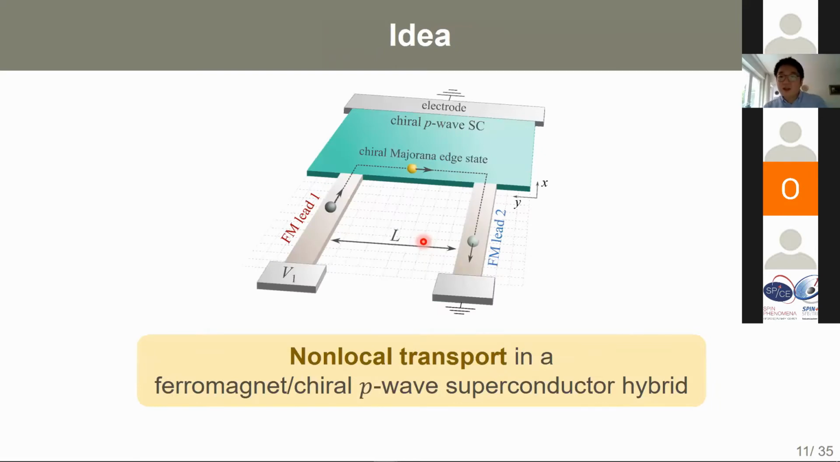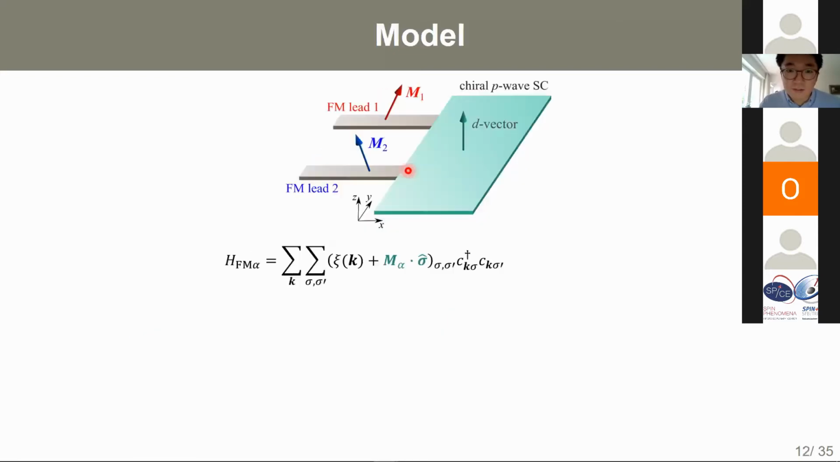And the key idea of this work is that we use non-local transport in a ferromagnetic lead and chiral p-wave superconductor junction. And actually, we need the ferromagnetic leads to get a finite charge current in this system. But anyway, I will explain how the chiral Majorana edge states affect the non-local transport in this system in what follows.